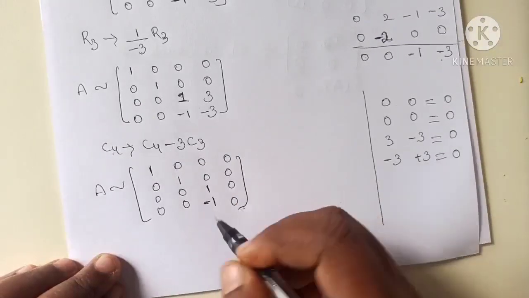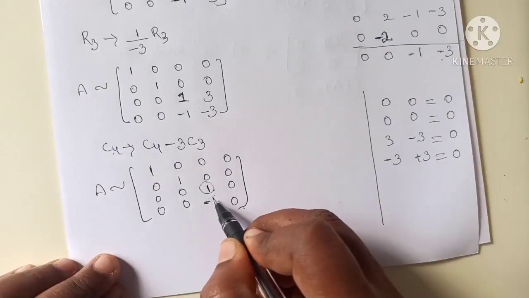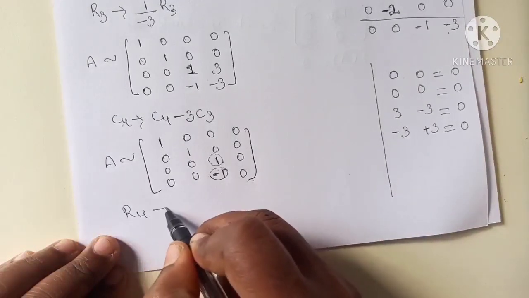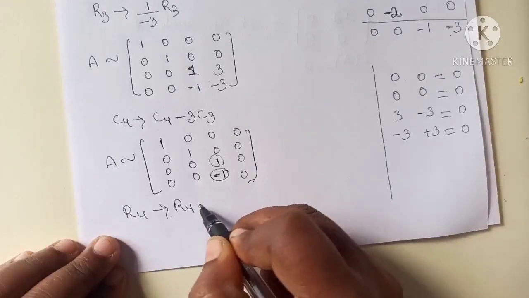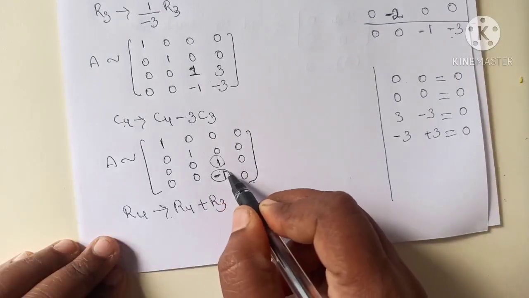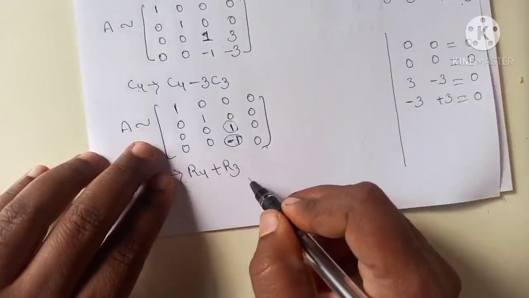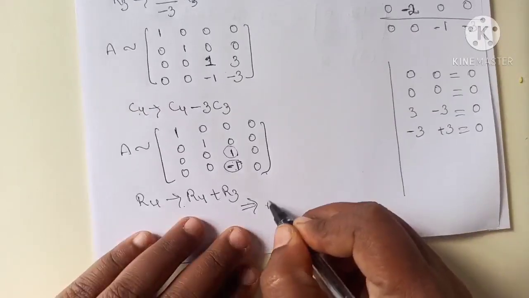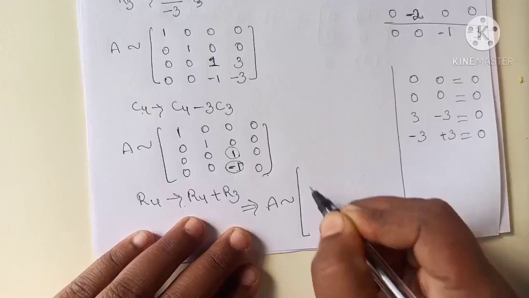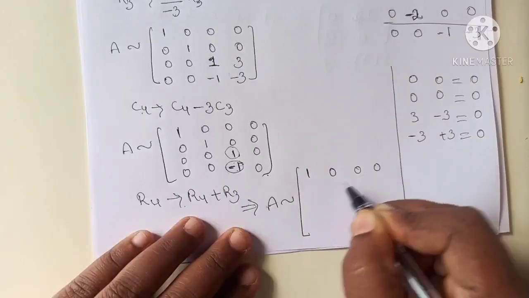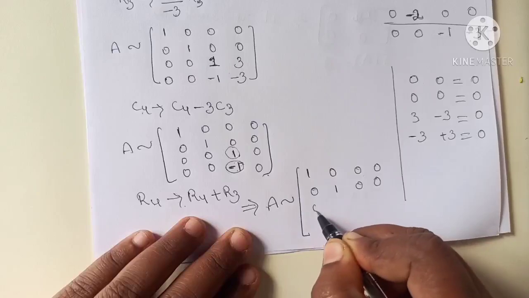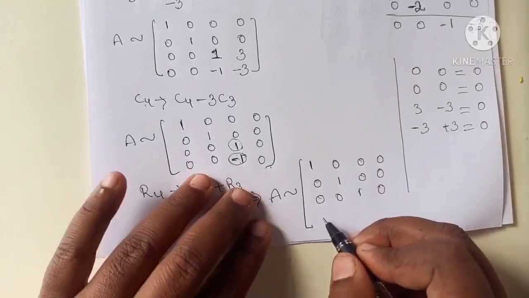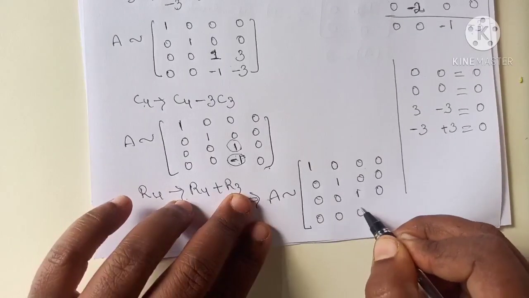Okay, next below this leading element we need 0. For this we apply row operation. If we apply R4 equals R4 plus R3, then this term becomes 0. Applying this operation we get A is equivalent to 1, 0, 0, 0, 0, 1, 0, 0, 0, 0, 1, 0 as it is. R4 plus R3: plus 1 minus 1 gets cancelled, 0 plus 0, 0, 0, 0, 0.